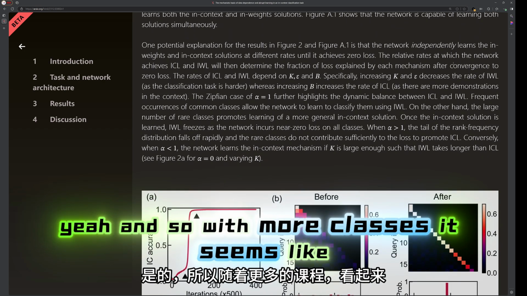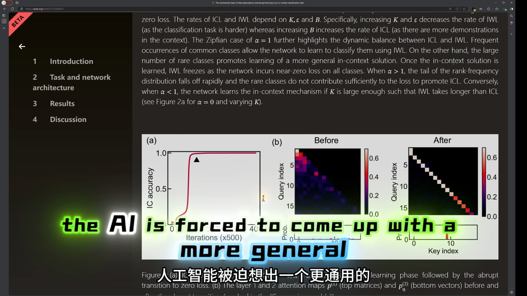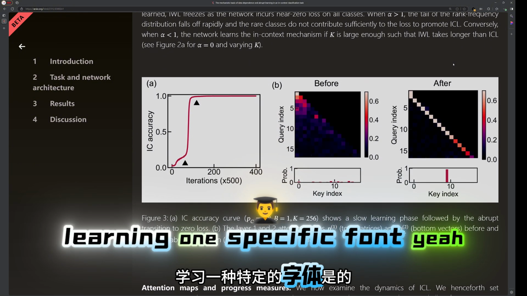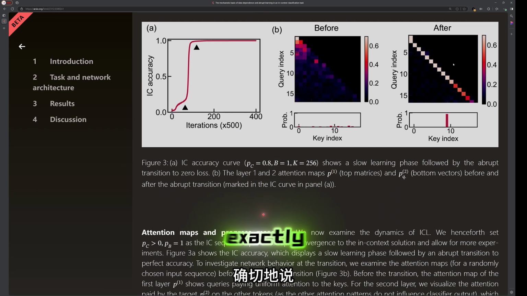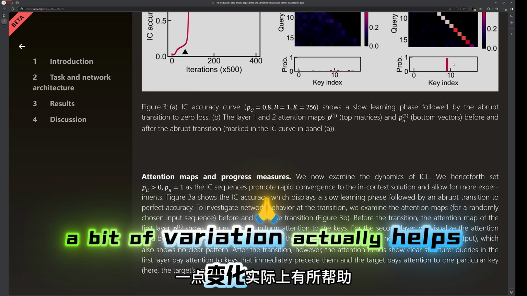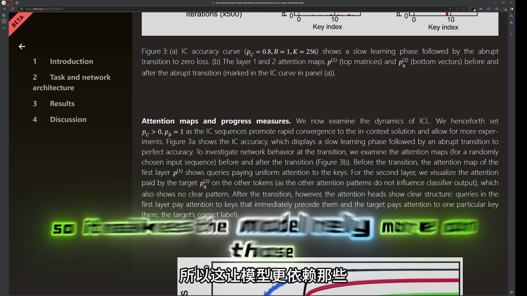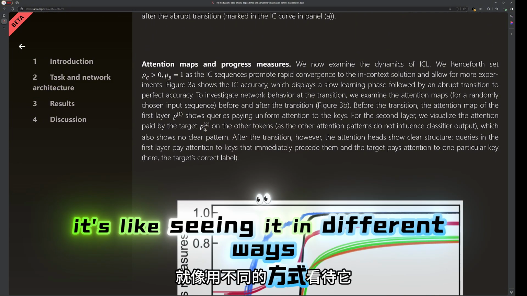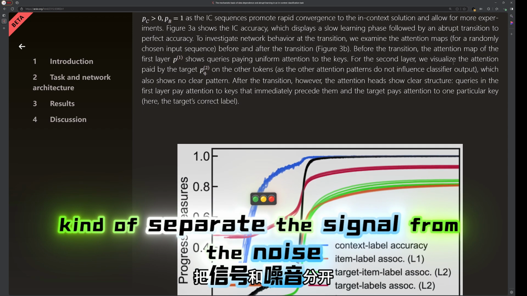With more classes, it seems like the AI is forced to come up with a more general problem-solving approach. It's like the difference between learning one specific font and being able to identify the letter no matter what the handwriting is like. Then building on that, even within a single class, a bit of variation actually helps the model generalize better. It makes the model rely more on those in-context examples. So it's not just about seeing the same thing over and over again, it's like seeing it in different ways. A little variation helps the AI separate the signal from the noise.